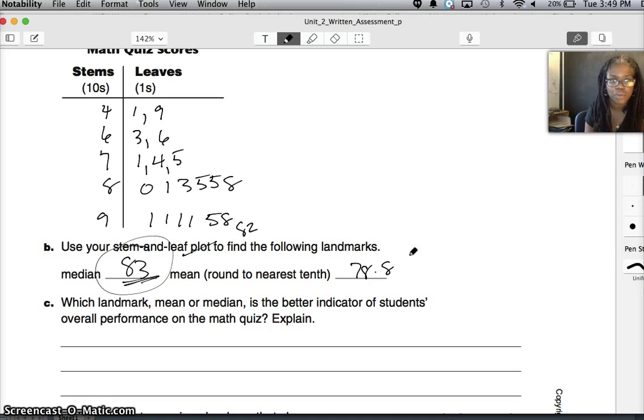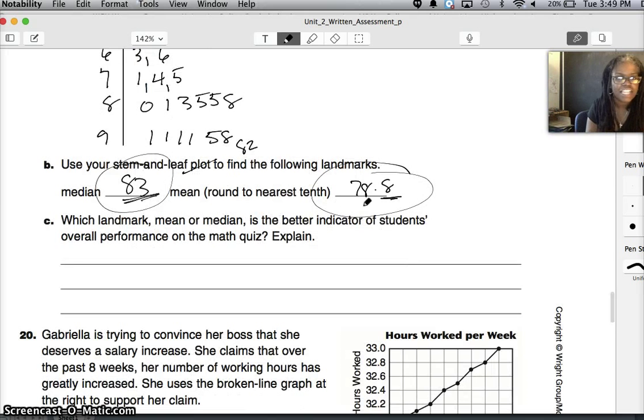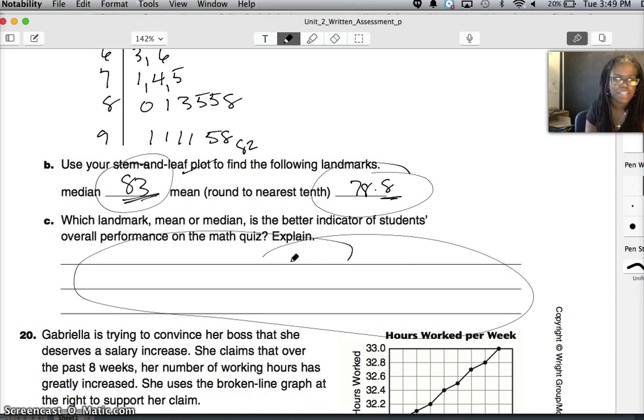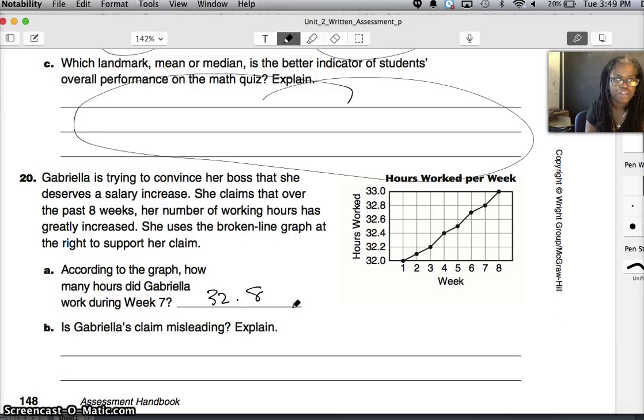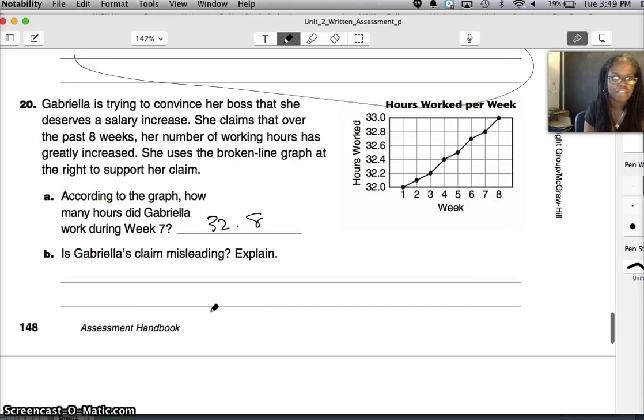The mean, if you averaged it, you got 78.7 something something, which rounded to the tenth place is 0.8. In this section, I awarded points based on how good your explanation was for either one, and I allowed options for both. For this one, we should have gotten 32.8 just by looking at the actual graph. And again, I allowed both answers, thinking that she was being misleading or not.